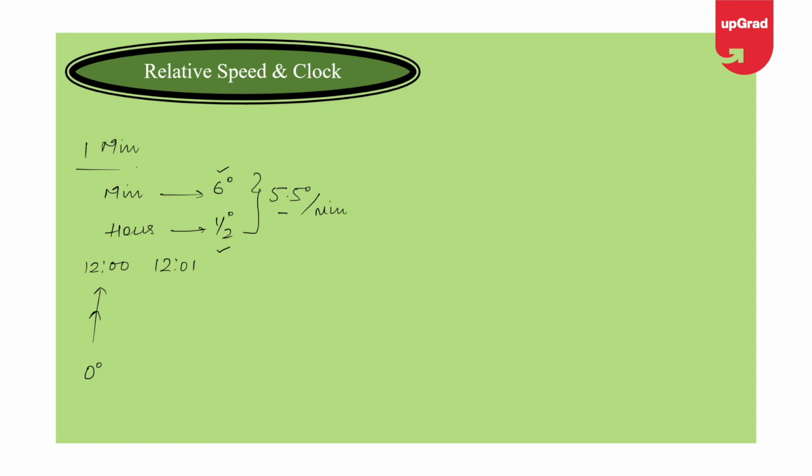Now I'm using a different color to explain this. What will happen at 12:01? The minute hand will travel, I'm just zooming it for you, 6 degrees, and the hour hand will travel half a degree. So what will be the new angle between them? I hope you can clearly say that the new angle would be 5.5 degrees. So what is the change that has happened in 1 minute? It is equal to 5.5 degrees per minute.